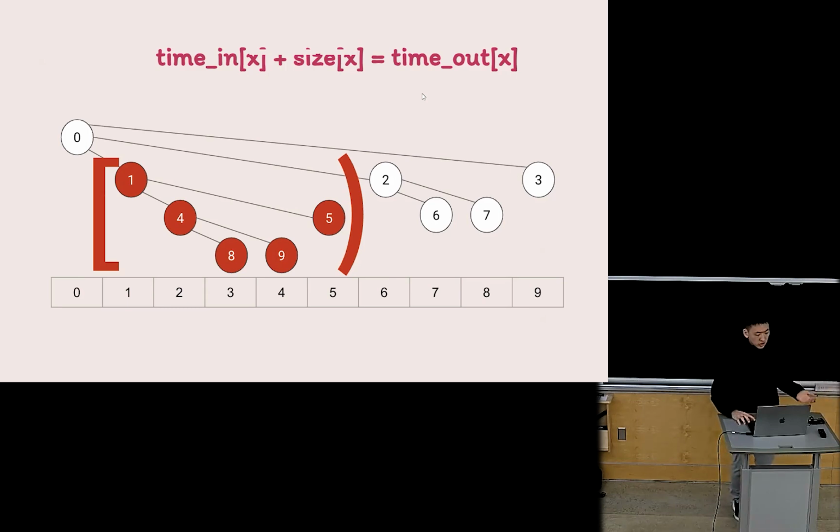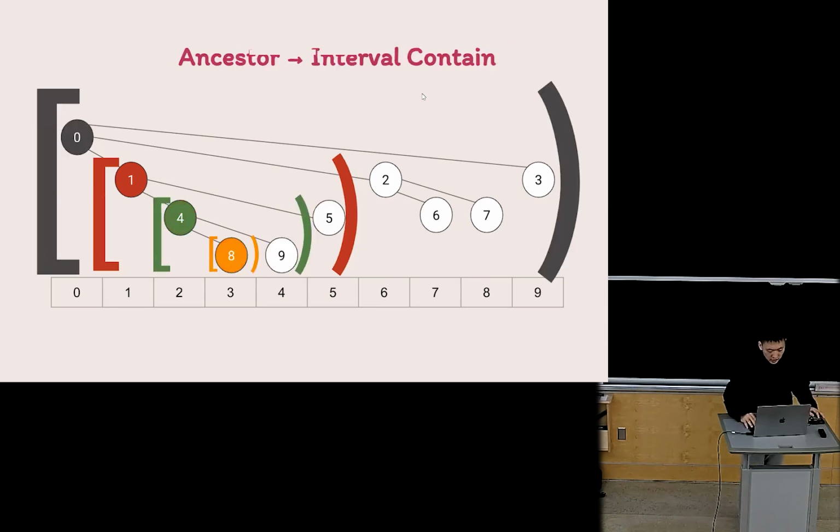And if we look at node 8, for example, node 4's interval fully contains the interval for node 8, which is what we would expect, because node 8 is in the subtree of node 4. And similarly, node 4's interval is fully contained within the interval of node 1, and node 1's interval is fully contained within the interval of node 0.